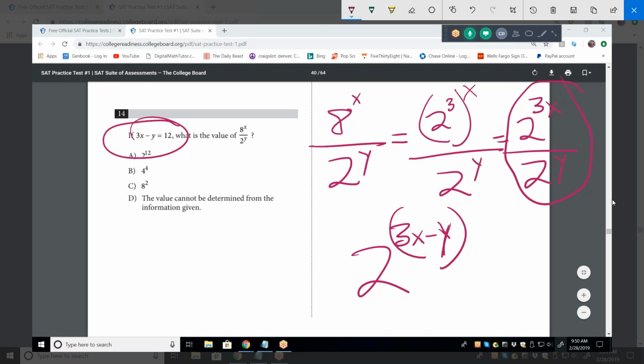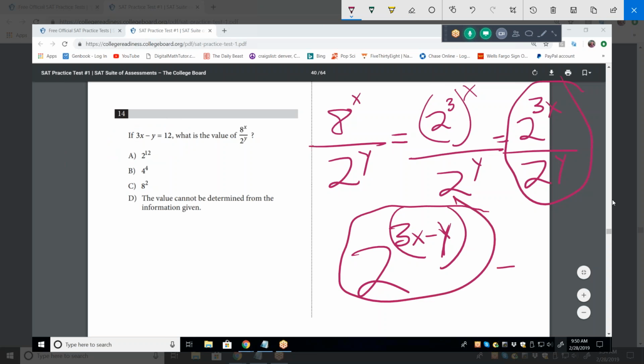Oh, okay. Yeah. So what's the answer? Would it be A? Yeah. In other words, this is the same, since they told us that 3x minus y is 12, and this is 2 to the 12, which is A. Okay?